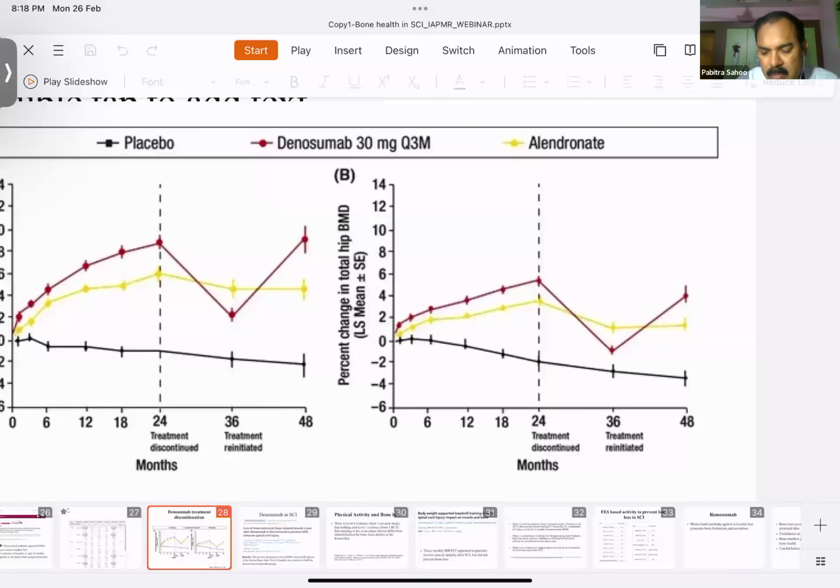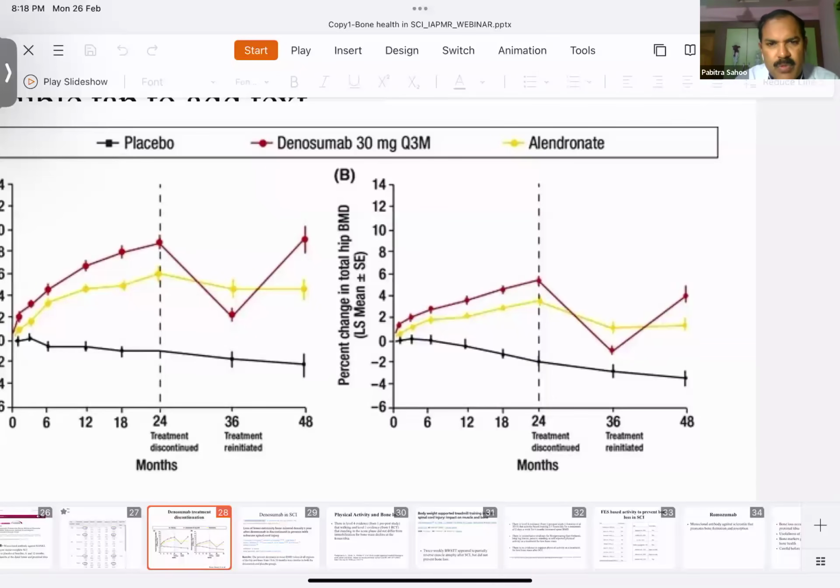Okay. Any idea about ibandronate? It is also a quite commonly used drug, given once a month, 150 milligram once a month. But it does not have any effect on hip BMD. It maintains the BMD of the spine. So what I said is that lumbar spine BMD is not much reduced in spinal cord injury patients, because of the loading. So ibandronate has minimal effect in spinal cord injury osteoporosis.